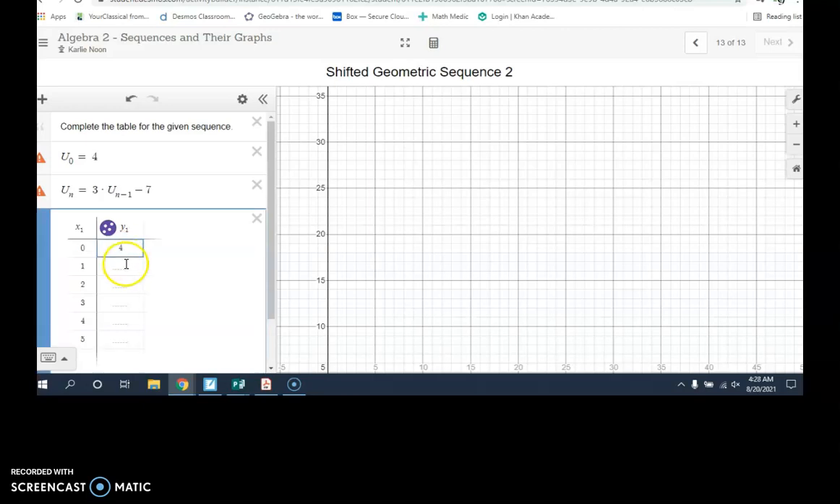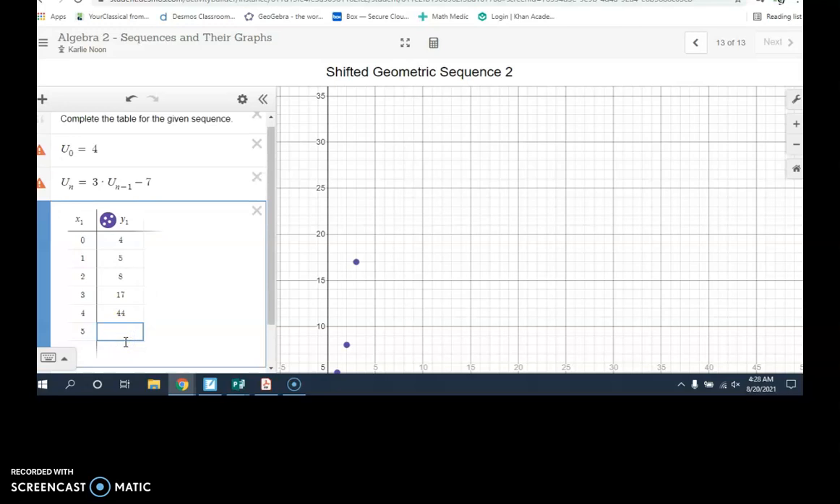So here we're beginning at 4. We multiply it by 3, which is 12. Take away 7, gives me 5. Then we multiply 5 by 3, which is 15. Take away 7, to get 8. Then multiply by 3, which is 24. Take away 7 gives me 17. Multiply by 3 is 51. Take away 7 is 44. And the last one, multiply by 3, which is 132, and take away 7 is 125.